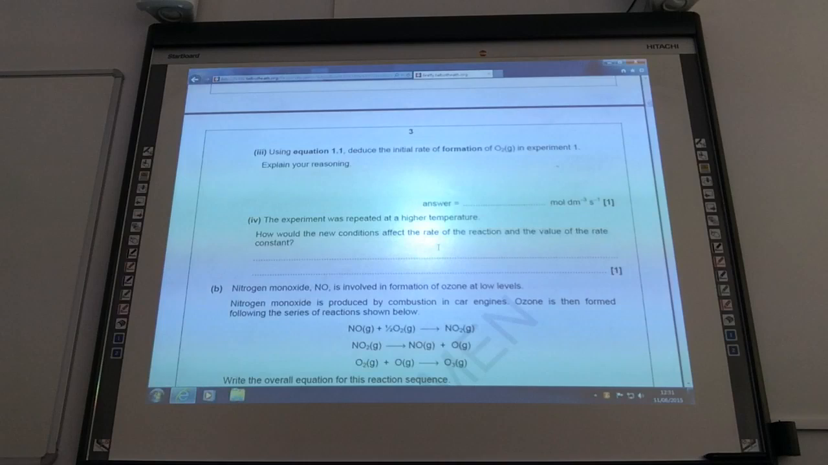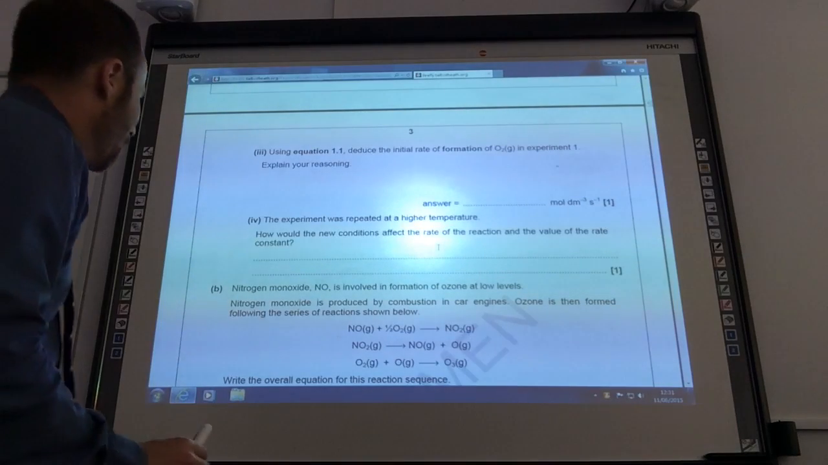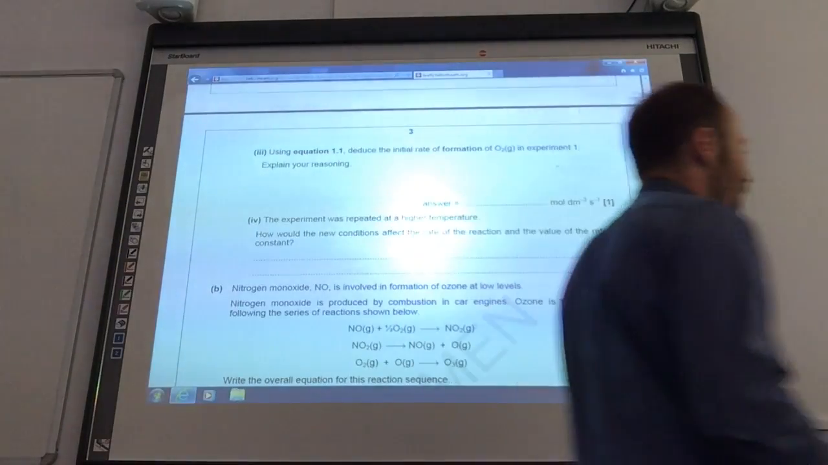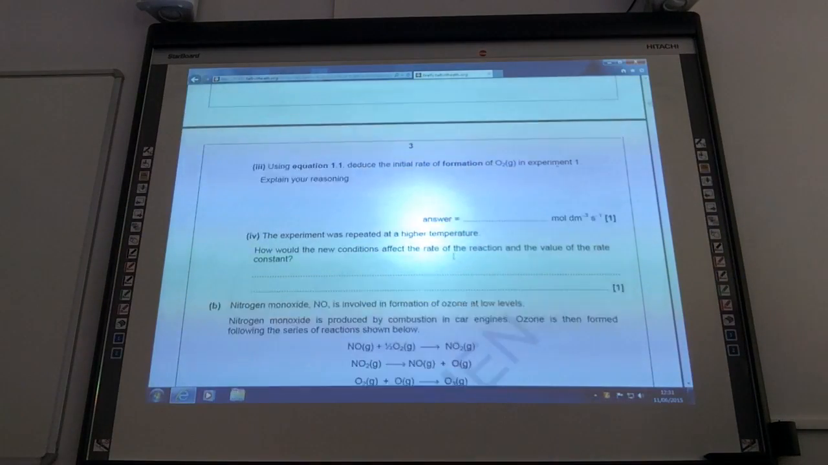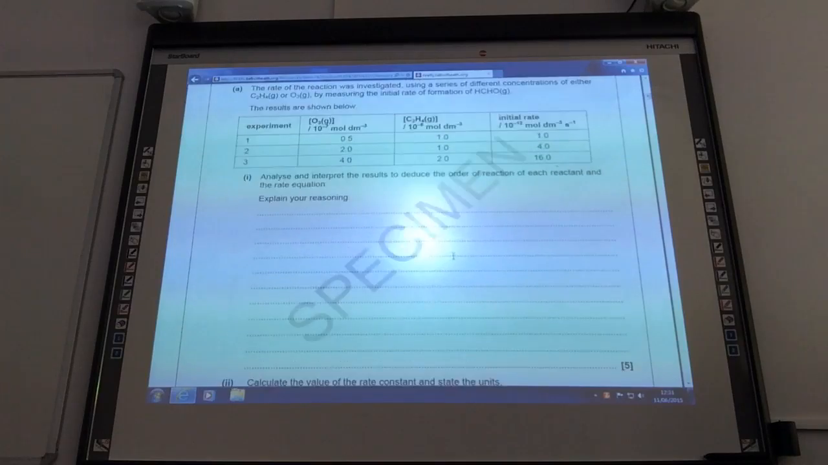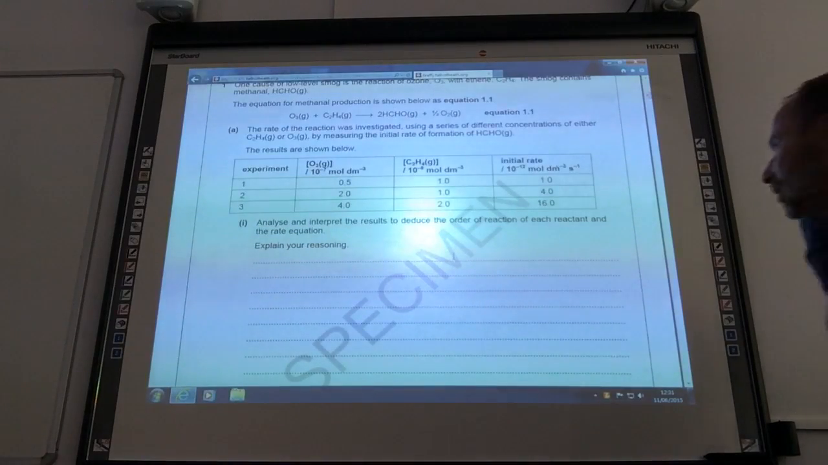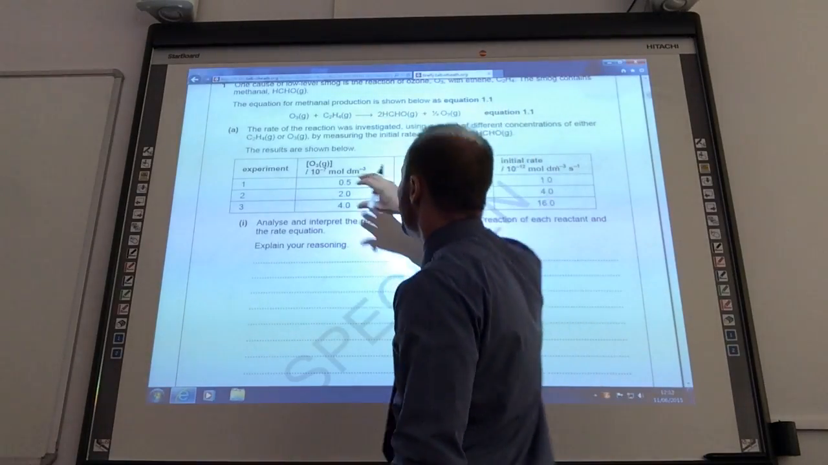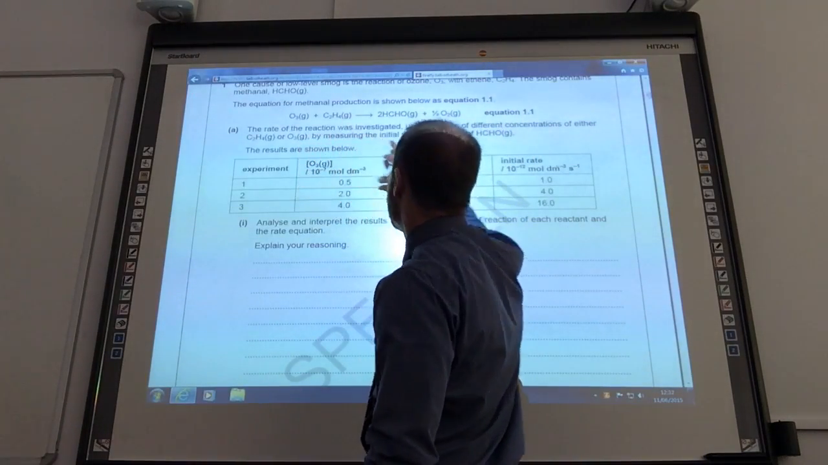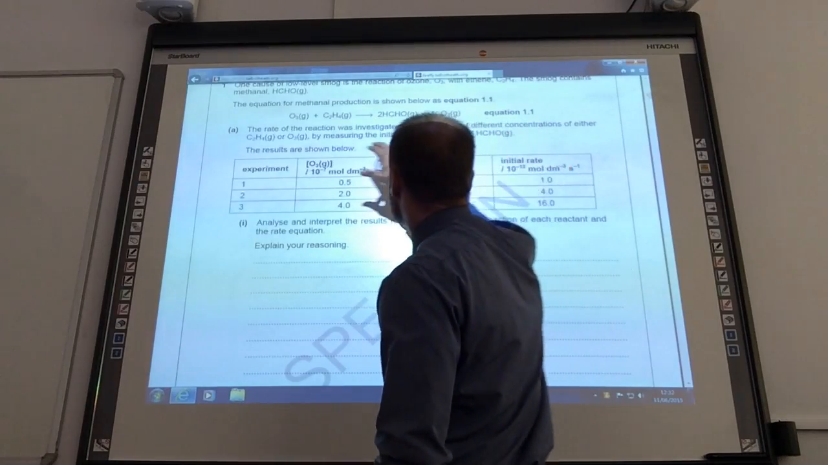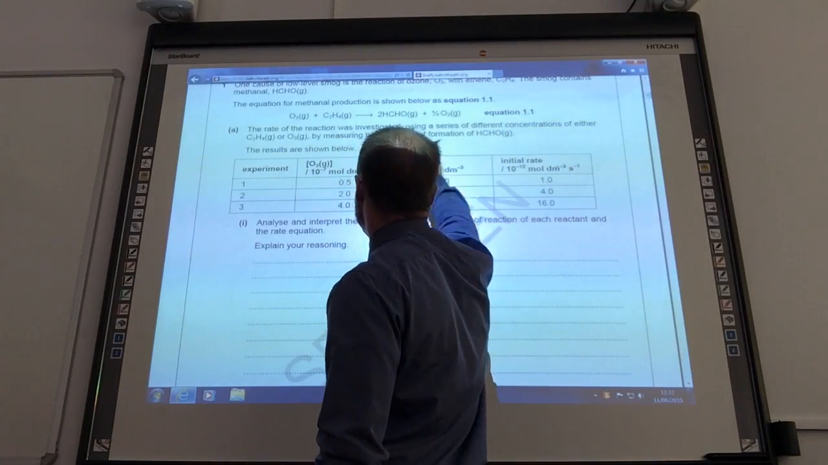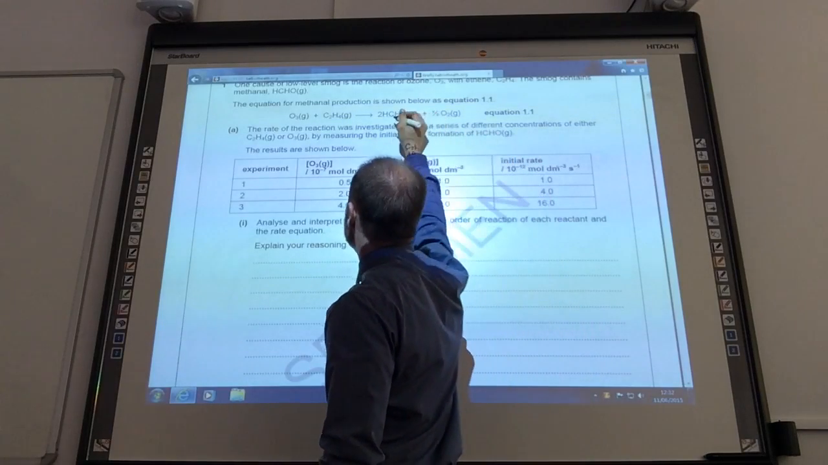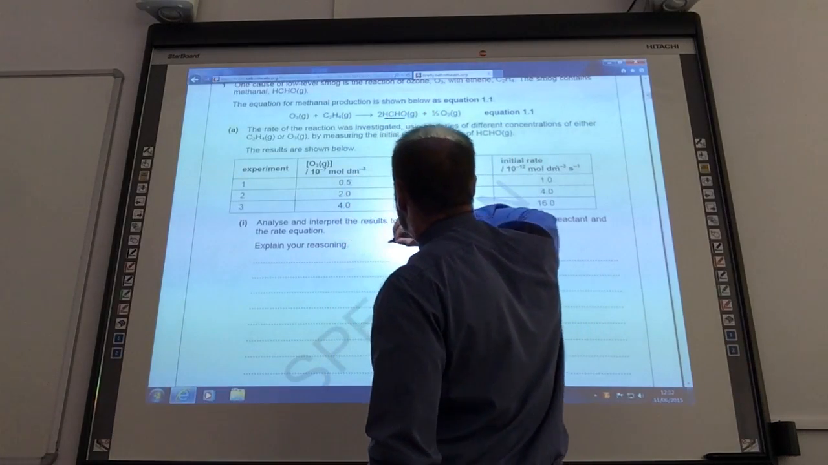Right, so the next question is actually quite simple, but it does confuse people. Using equation 1.1, deduce the initial rate of formation of oxygen in experiment 1. So let's go back. It's told me I've got to use this equation and experiment 1. You've got to read the question. The rate of reaction was investigated by measuring the initial rate of formation of methanol. So I measured the rate of formation of that.